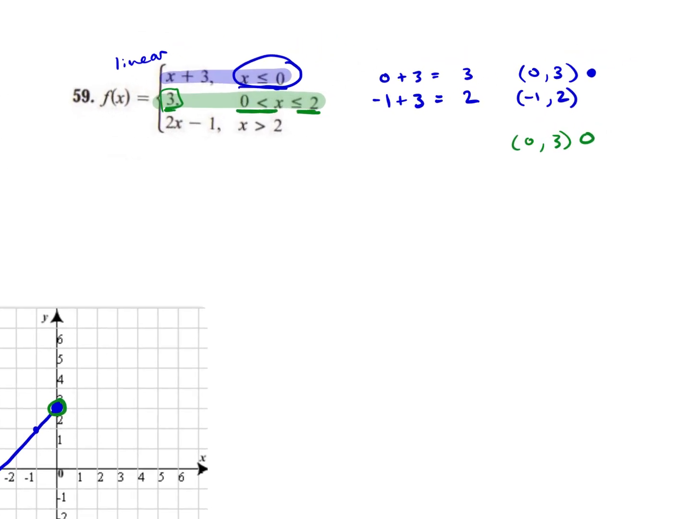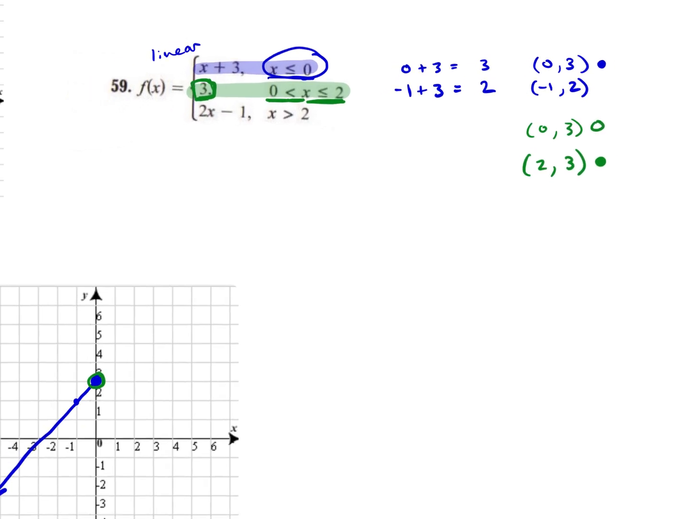Next, we want to plug in 2. 2 is the second number in this piece. If I plug in 2, what's my y? 3. The y is always 3 because we're not plugging in anything here. Our y is just 3. So if I plugged in 2, I get 3. Is this an open or closed circle? Closed, because at 2, it is a less than or equal to sign. So we have a closed circle.